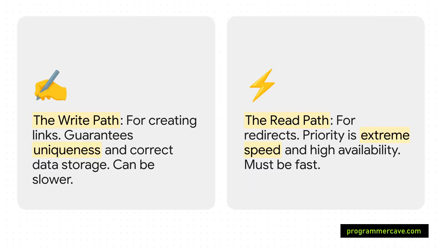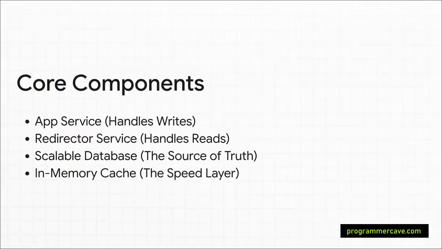On the other hand, you have the read path. Its priorities are totally different. It's all about extreme speed and high availability. If the links don't redirect, the whole service is down. And this split gives us our four core components. We'll have an app service that handles the slower, more careful work of writing new links. Then, a totally separate, lean and mean redirector service that does nothing but handle reads at blinding speed. Of course, we need a scalable database to be our source of truth. And finally, the real secret sauce: a super fast in-memory cache that acts as our speed layer.